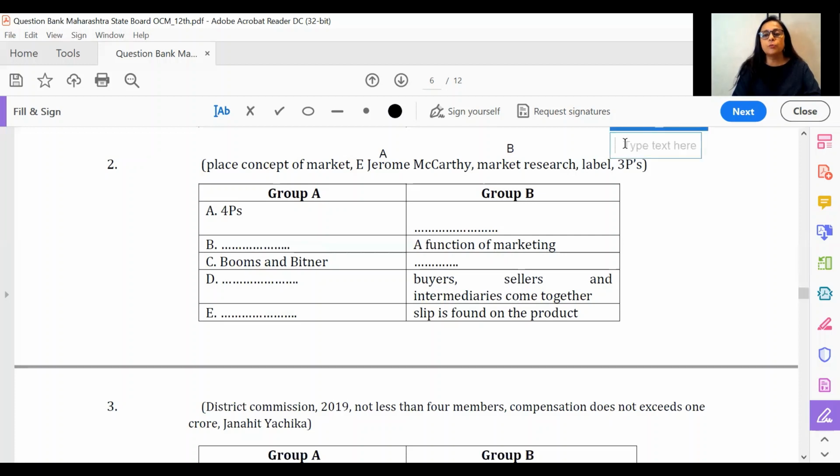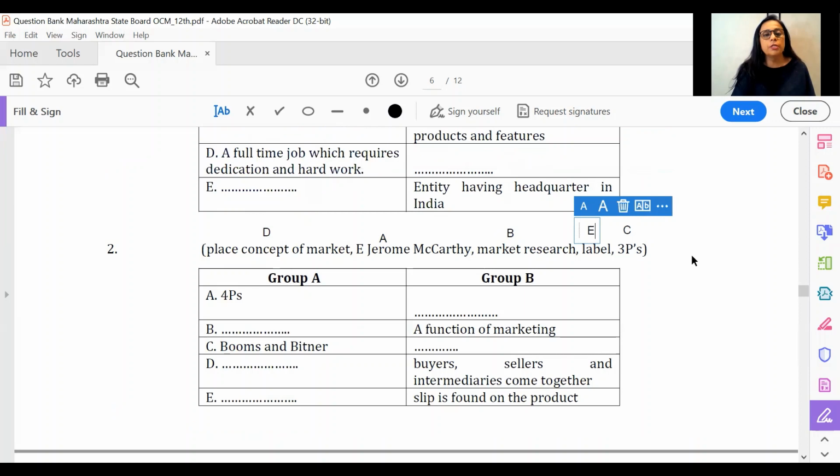That's where we had that option of people coming in from. Then we have buyers, sellers, and intermediaries coming together physically. So that is the concept of marketplace, concept of market. And the last, what is left here is a label. And how do you define a label? A slip. Okay, it's a piece of paper which is found on the product. So they're calling that a label. So this is how you have this particular question.